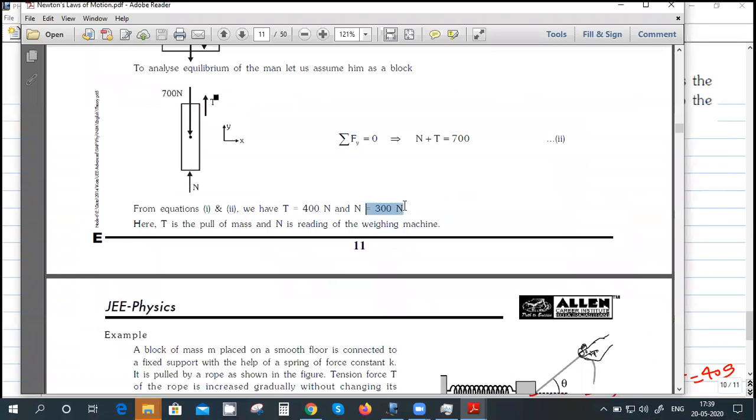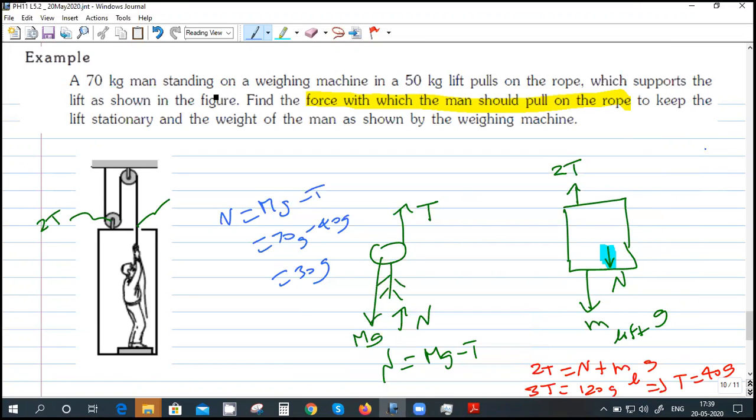So the weighing machine will not give the correct reading of the weight of the man. Suppose he leaves the rope, then T will become 0, then N will become mg. If the man is not pulling the rope, then tension is 0, right? In that case, the normal reaction will be 70g. So since he's pulling the rope, his weight is going to get reduced by this much.